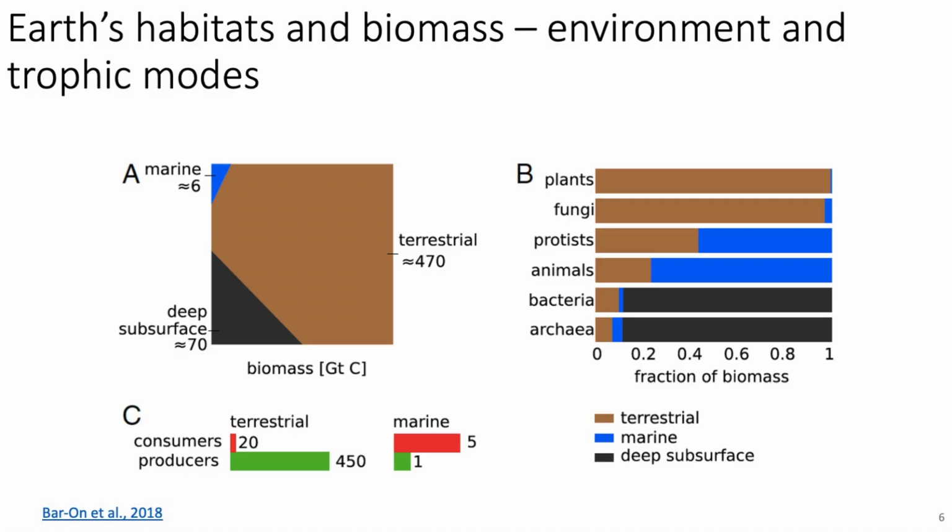Then we can also look at these organisms and this biomass and how they are related to each other in terms of trophic chains. So where are the consumers and the producers located? On Earth, at present day, the terrestrial domain is dominated by the producers, while the marine domain is defined mostly with a ratio of 1 to 5 with consumers. So there is a balance between the producers in the terrestrial environment and the consumers in the marine environment. So that's how life is shaped now, at present day, on Earth.